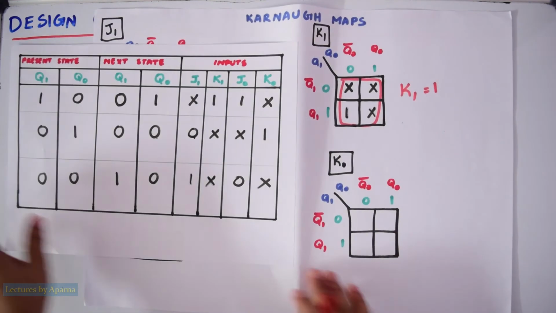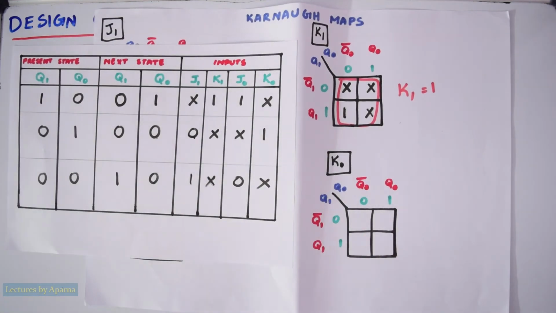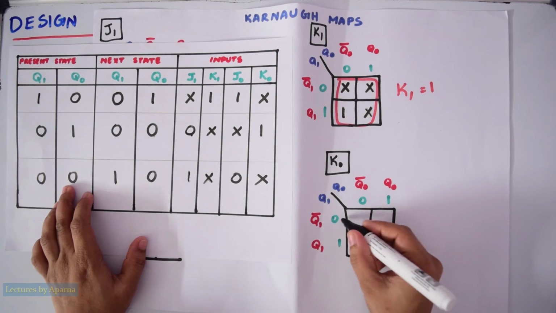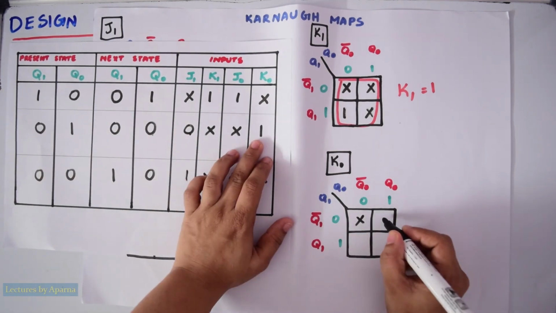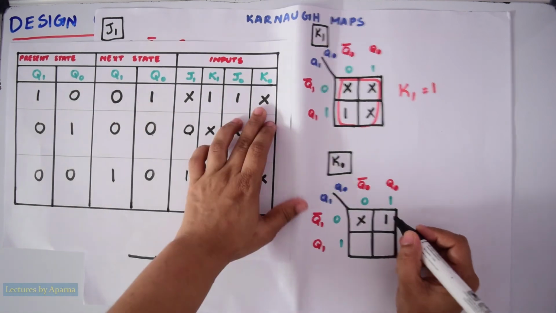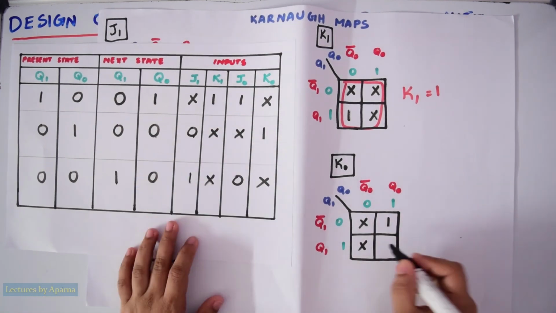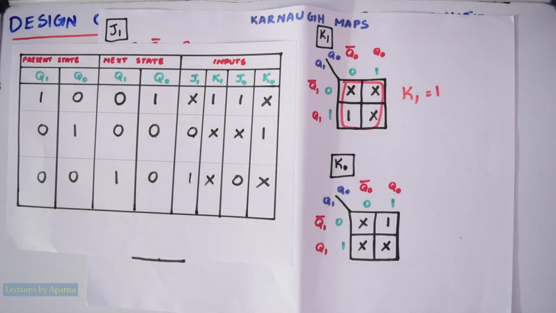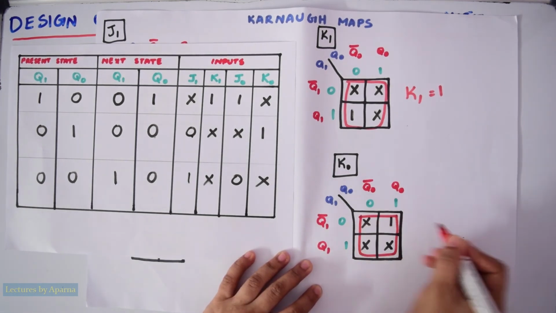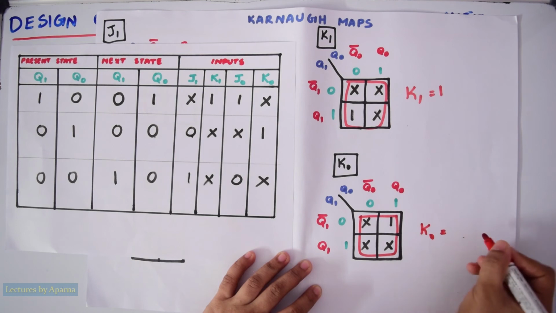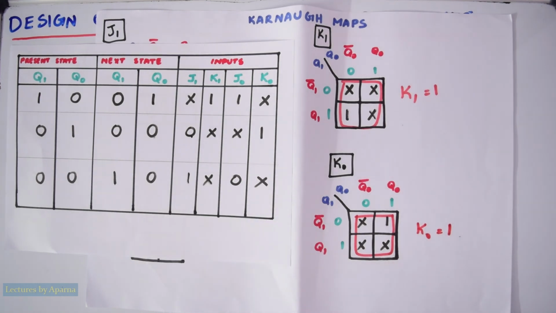Next for K0. For K0, during condition 0 0, don't care. 0 1, 1 0, don't care. And 1 1 condition, don't care. Now we can group this like this. So K0 is equal to 1. So these are the expressions.